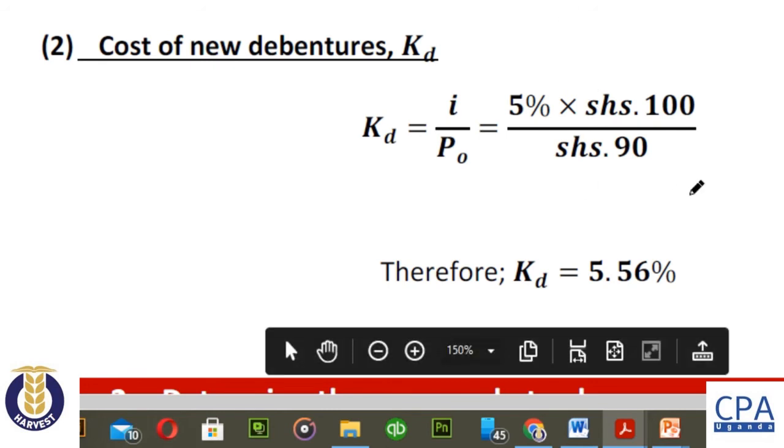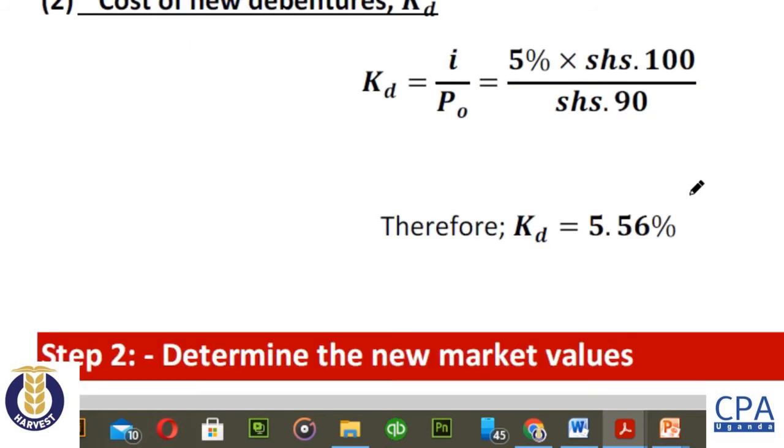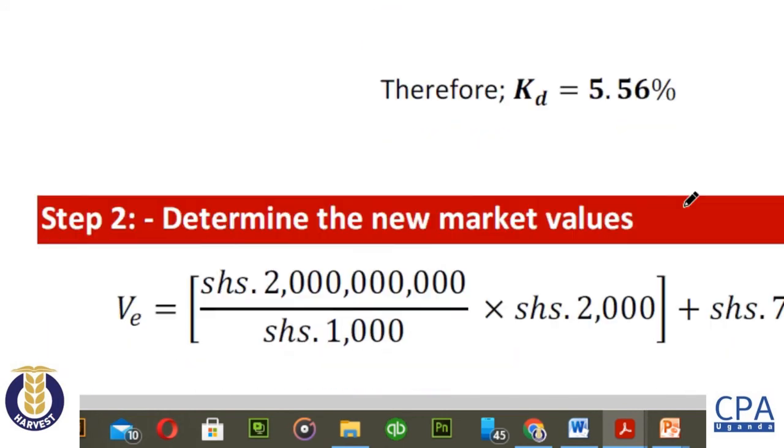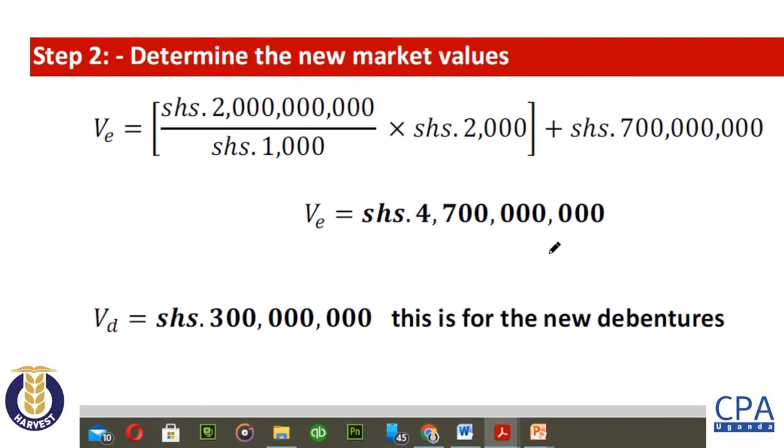So these are the two financial instruments that you need to work on. The rest are going to remain the same. We are only raising money through issue of ordinary shares and the debentures. Now step number 2, we determine the new market values for the new issues for equity and debt.